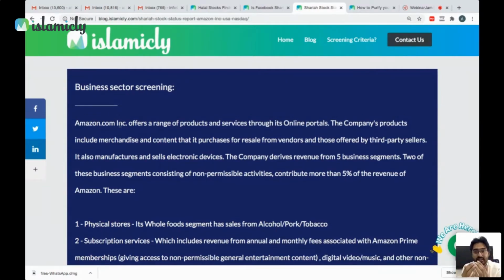So the company is an online portal. It's an e-commerce portal. It buys and sells goods, or it provides a platform for sellers to get in touch with consumers. And that's about it. So it's a technology company. So what can go wrong in this company?